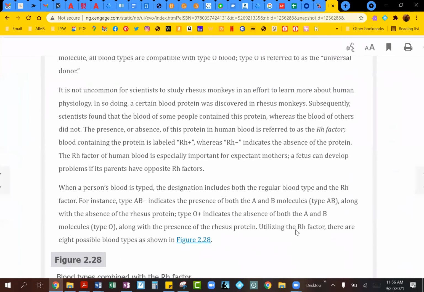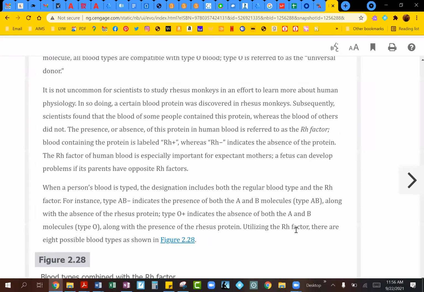Okay, so they're talking about the presence or absence of a protein in the human blood, which is referred to as the RH factor. So the blood that contains the protein is labeled as positive, and the one that does not contain it is labeled as negative. But I don't think they're getting into too much detail about what the protein is. But yeah, I guess it's the name of the protein that exists in the human blood.